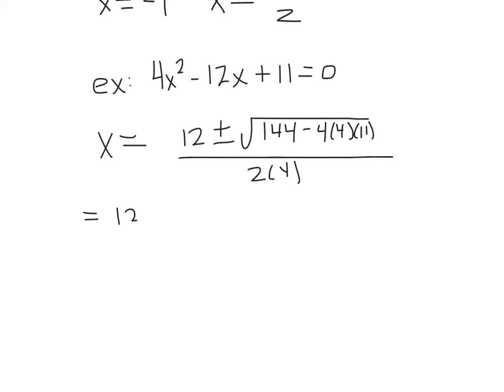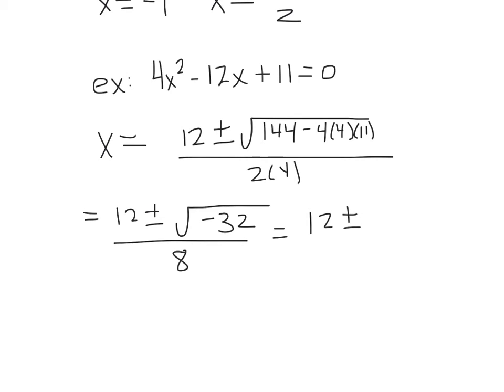So simplifying, we get 12 plus or minus, under the square root we're going to have negative 32. All right, we want to do some simplifying. So 12 plus or minus, well, we know that we're going to have an i if we bring that negative out, and 32 factors into 16 times 2, so we'll have a 2 left underneath the square root, and out in front, the square root of 16 gives us a 4. And that's all over 8.